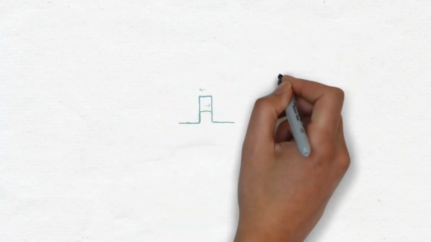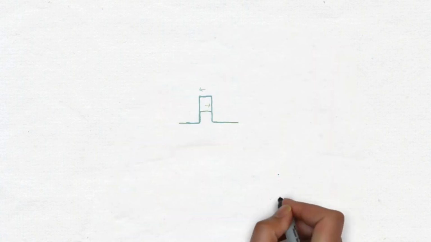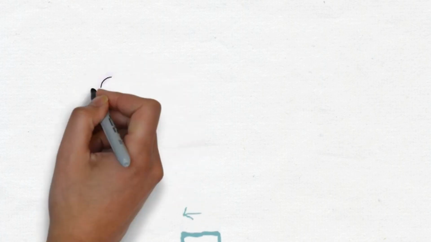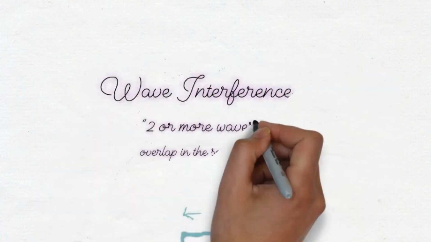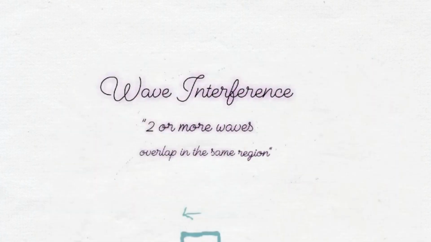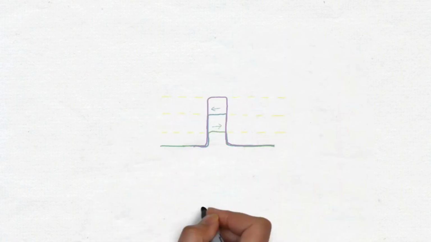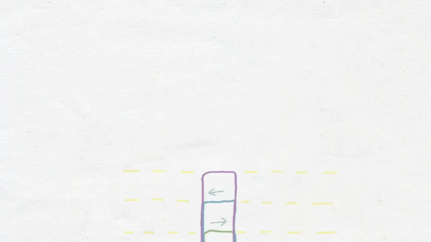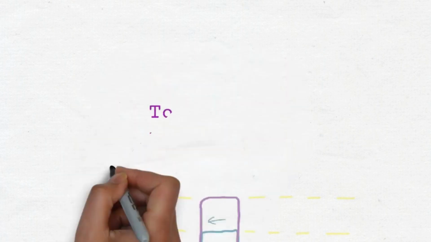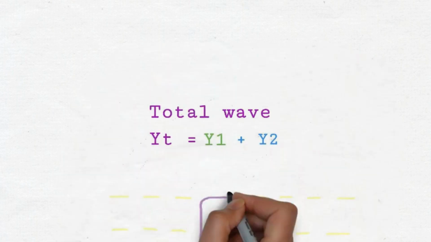This is the term wave interference, for when two or more waves overlap in the same region. So what's going to happen? Well, there can only be one string and one shape of that string. And the way you find out what the total wave is going to look like is simply by adding up the contributions of the two waves that are overlapping.